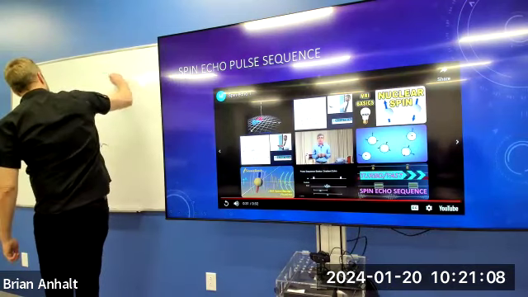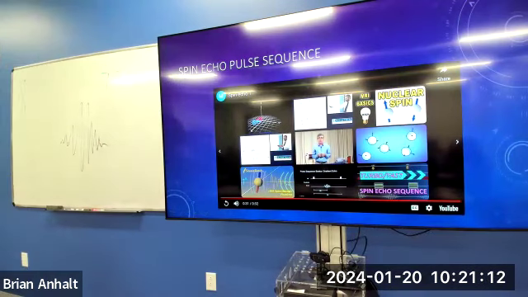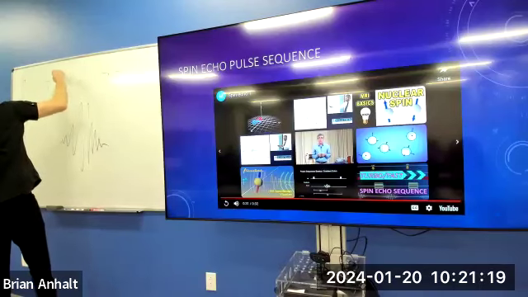True T2. T2 is happening. T2 spin-spin interactions can't be reversed. The only thing that can be reversed is T2 star. This is dephasing.